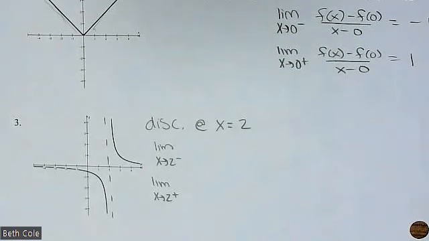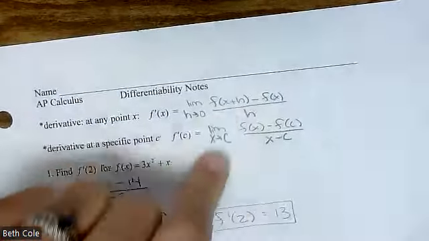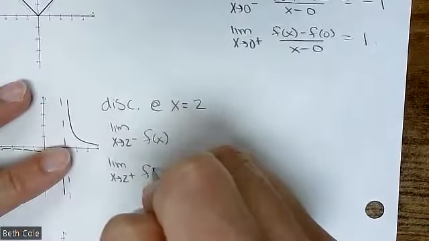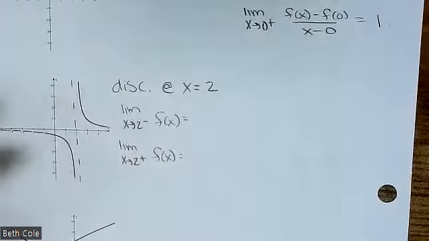Now for continuity, it is not this. This is a derivative. For continuity, it's just the function. This is back to like unit 1 that we did.